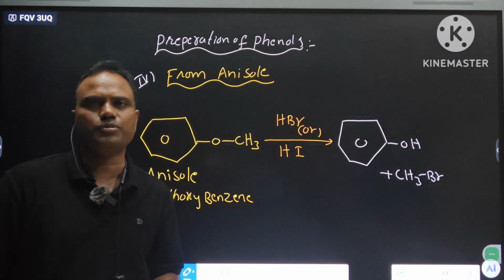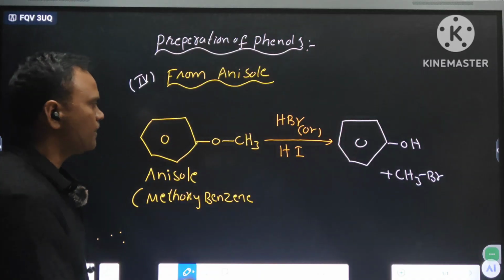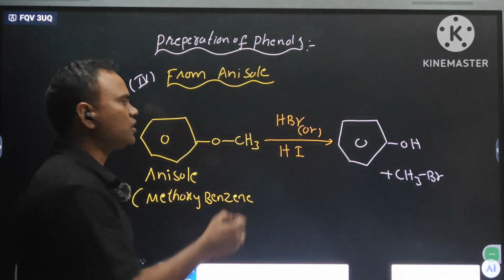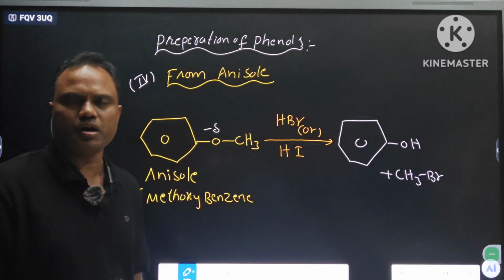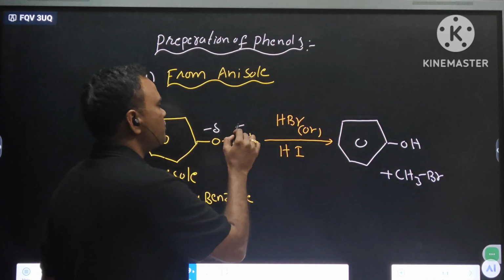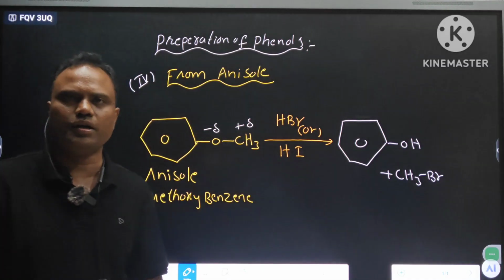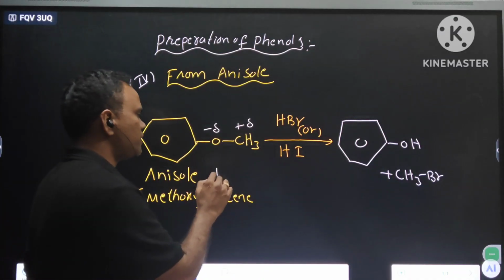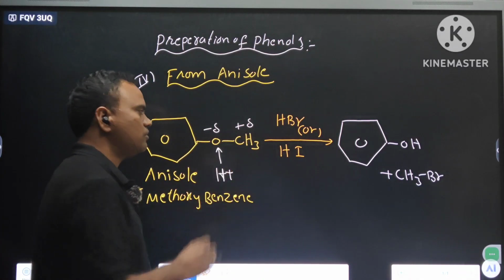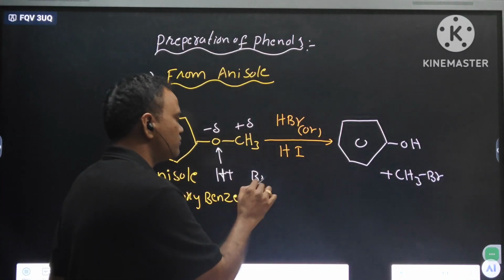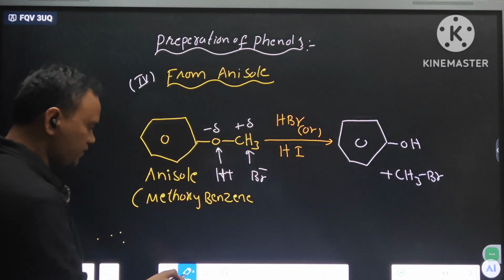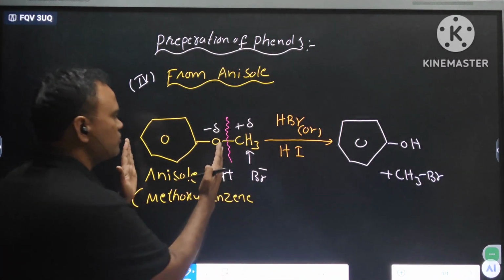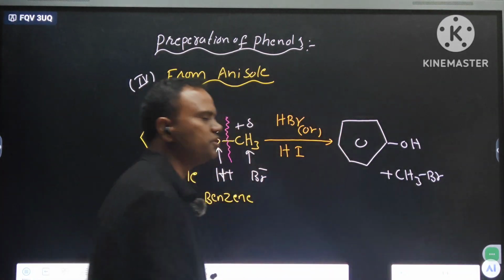HBr dissociates into H plus and Br negative. Oxygen has more electronegativity, so imagine a partial negative on the oxygen and a partial positive charge on the carbon atom. Hydrogen, which has a positive charge, adds to oxygen and Br adds to carbon, and this bond breaks. During addition, we break the bonds, right? So phenol and methyl bromide are formed.